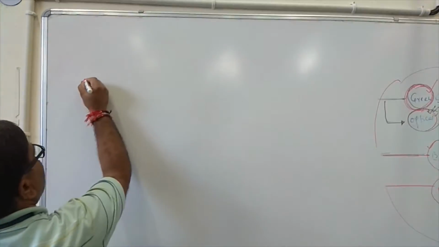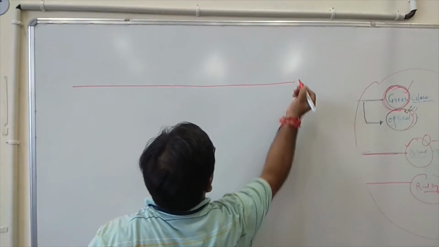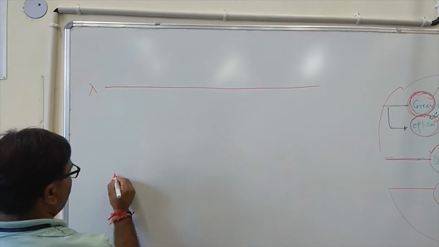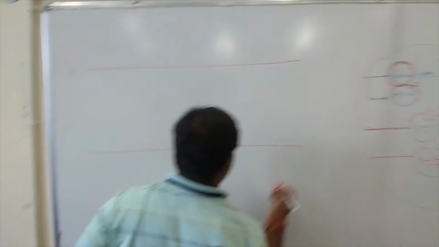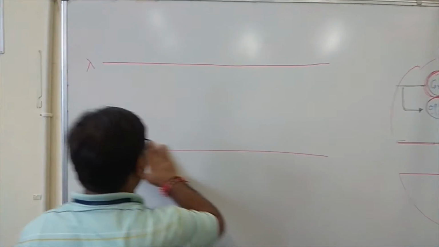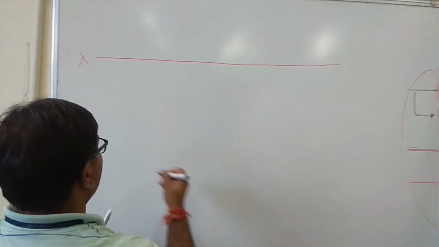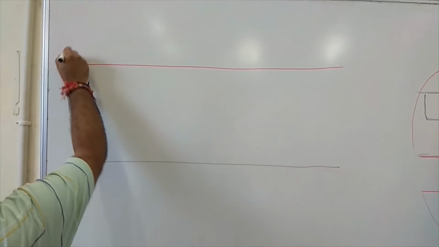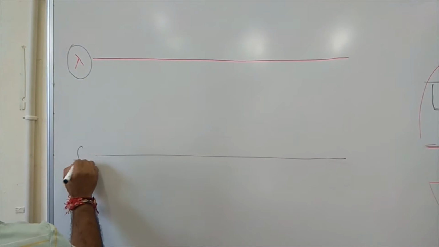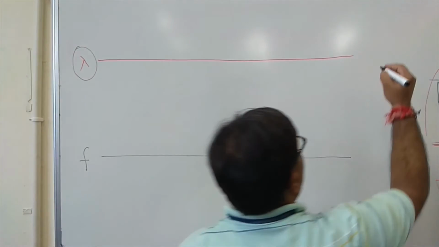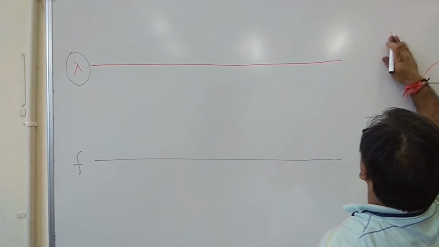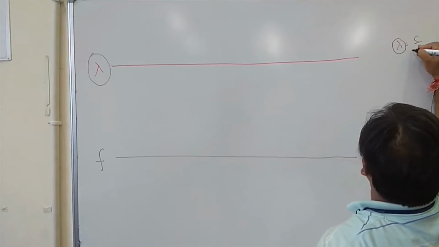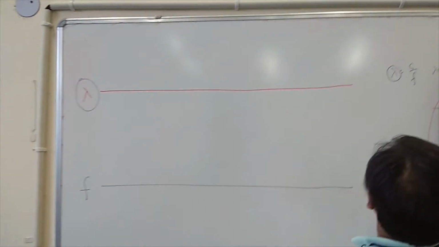So always remember that there are two types of quantities. If this is lambda, here is the relation with frequency. I will draw this with a different color so you can observe. This is lambda and this is the frequency. What is the relation? Always remember lambda is equal to C by F, so lambda is inversely proportional to the frequency.